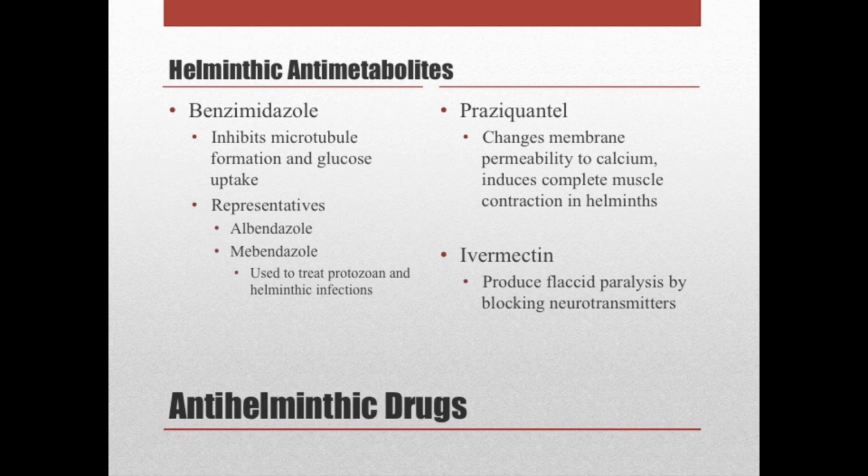As previously discussed, benzimidazole drugs work against both protozoans and helminths. Praziquantel and ivermectin are drugs that target the muscular system of parasitic helminths. Praziquantel causes changes in the permeability of the muscle cell to calcium, permitting complete muscle contraction. Ivermectin works to produce flaccid paralysis by blocking neurotransmitters. The action of these drugs interferes with the ability of the parasitic worm to adhere to the host.